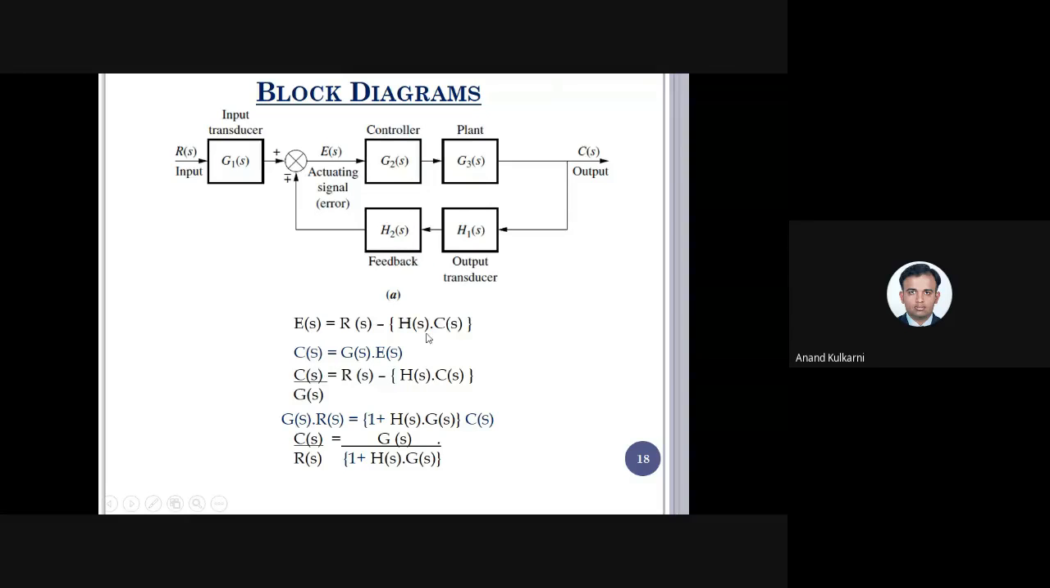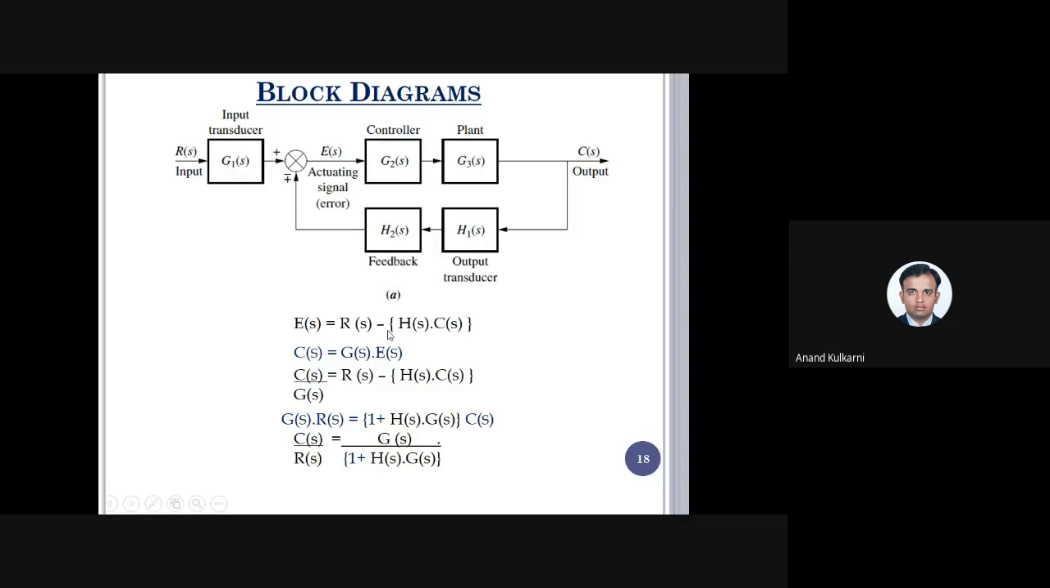So I'll just once again repeat this. How did we get this initial equation? Because we know that the actuating signal or the error signal is equal to the input signal plus or minus the output signal into the transfer function of the feedback block. The transfer function of the feedback is H of S into the output signal.